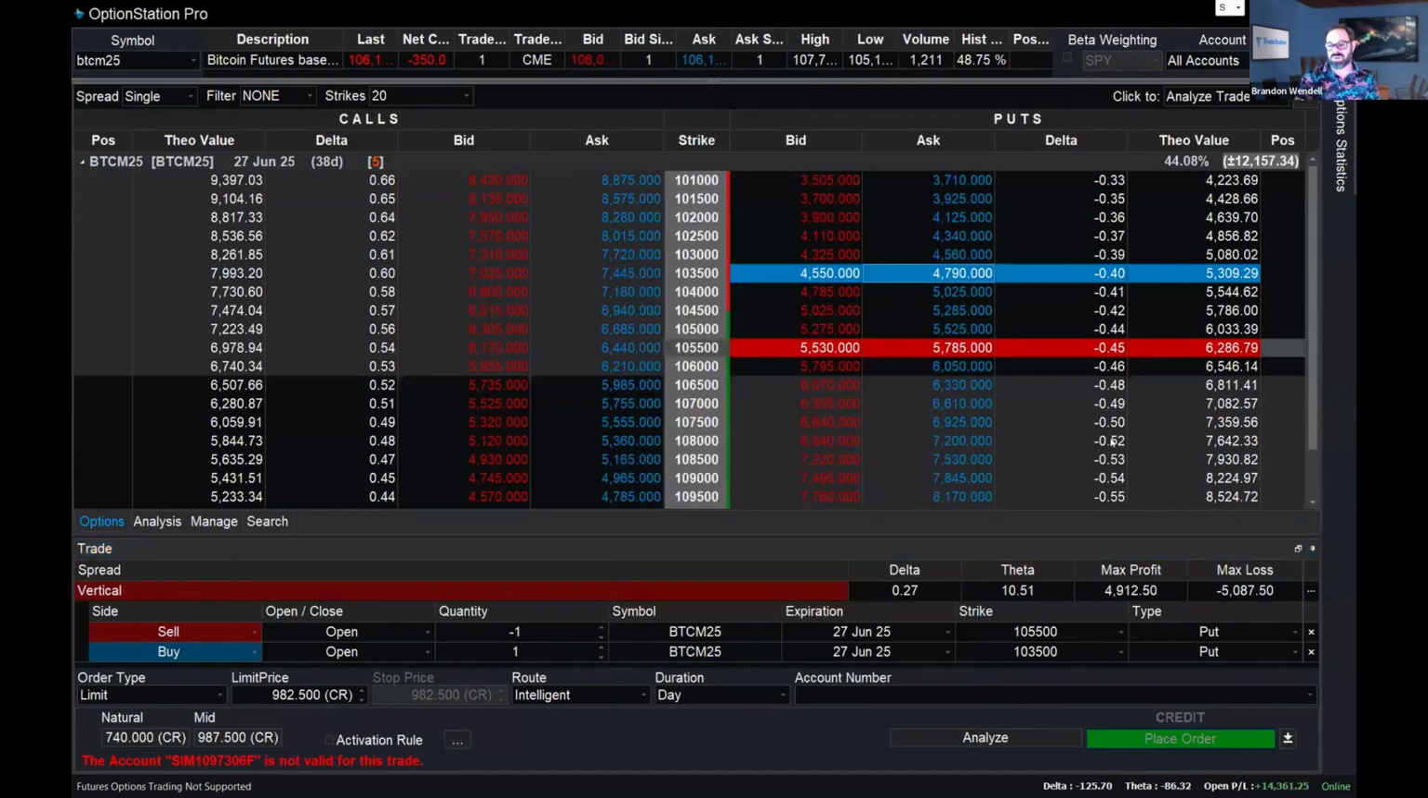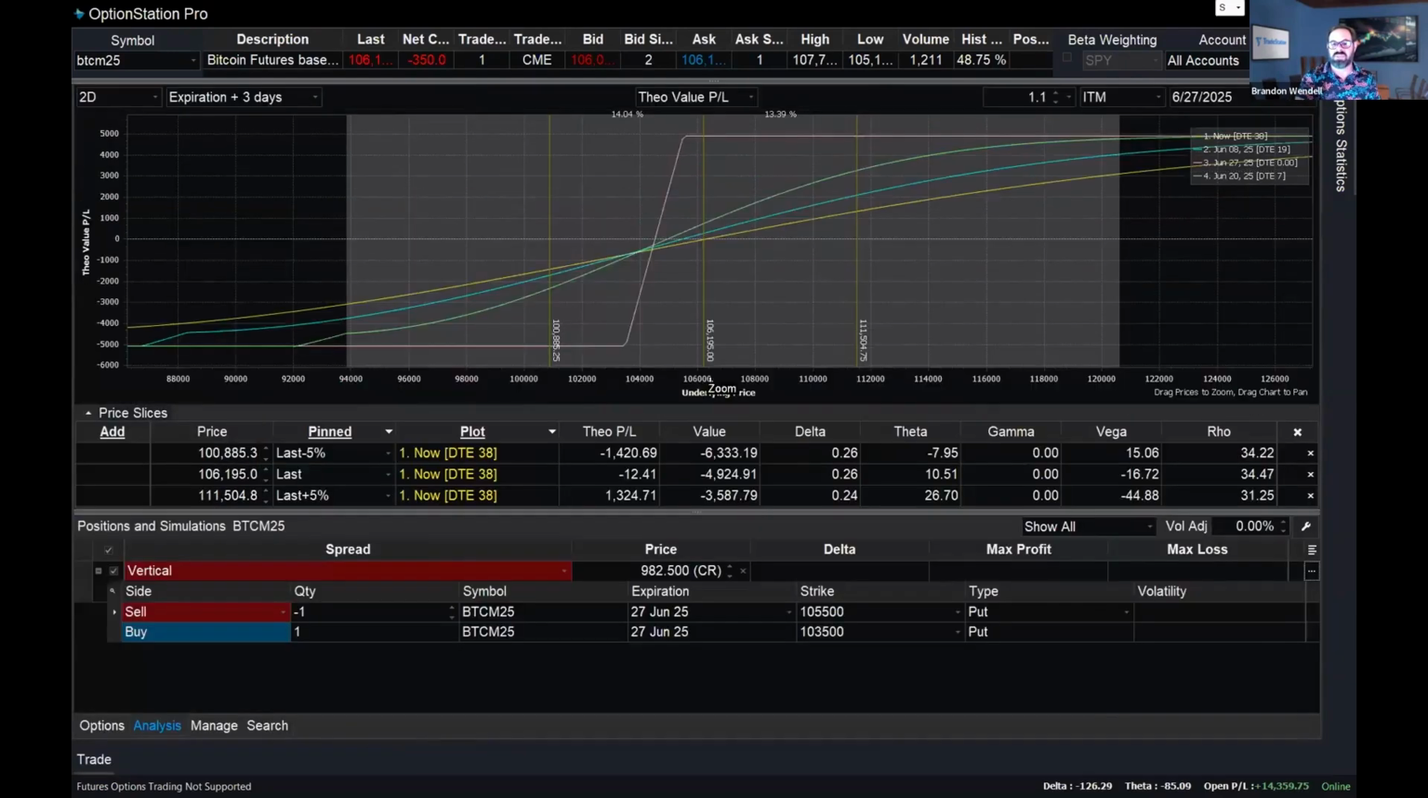Now, I do have risk, obviously. I do have a capped profit, but if we go to analyze here, if I'm right and the price of Bitcoin goes up, then I'll profit at expiration. Okay. But it works very similar to the equity markets. You just have to know the little nuances of the futures markets, the point values, the way they trade.